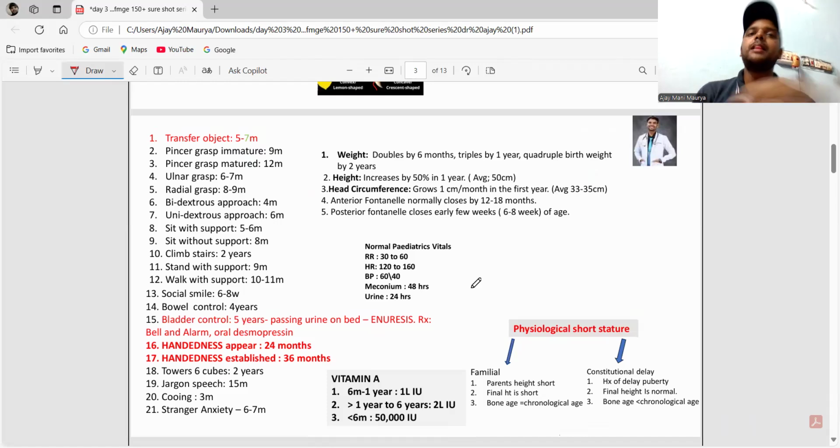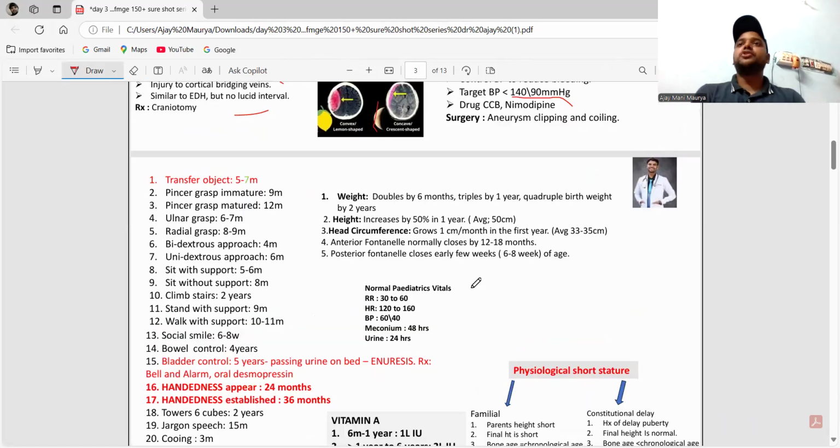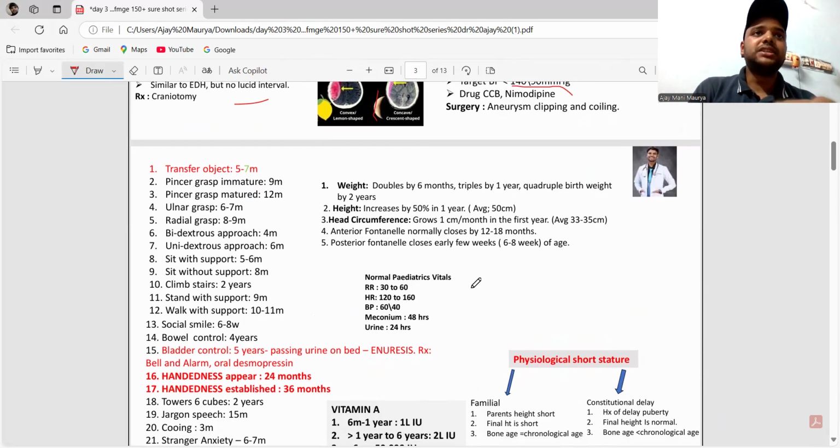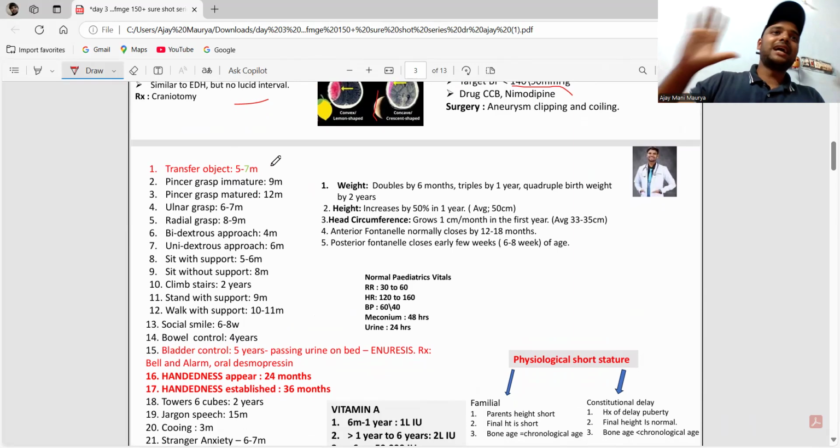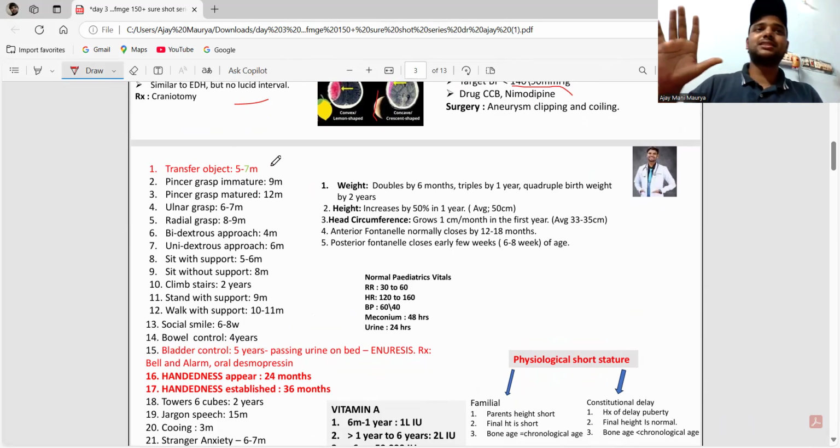Next, these are the pediatric milestones. You need to remember them, guys. They're very easy. Transfer object is 5 to 7 months. Transfers from hand to hand, sits with support, is 5 to 7 months.